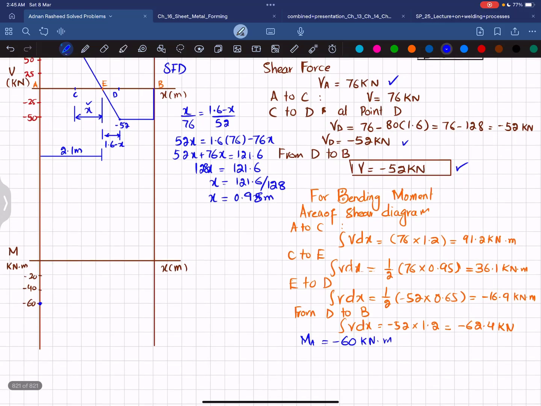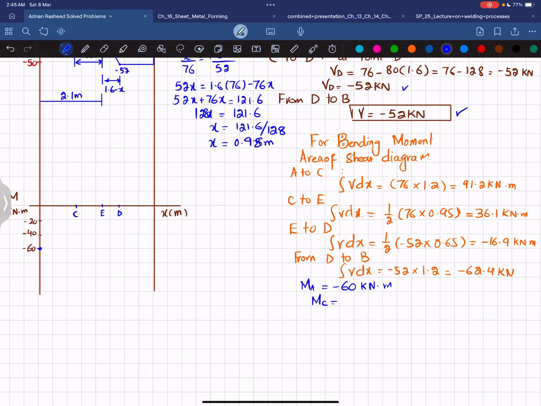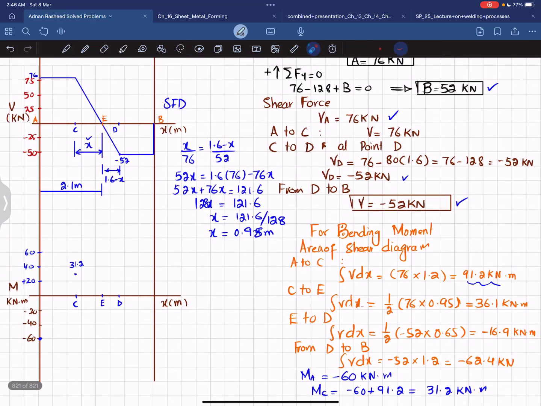Now this is your point C, this is your point E, and this is your point D. Okay. So moment at point C, MC, will be equal to MA plus the area under the shear force diagram from A to C. So I will write minus 60 plus 91.2, which will give you the moment at point C, 31.2 kilonewton-meter. So we will locate it. This is minus 20, plus 20, this is plus 40, this is plus 60. So 31.2 will be somewhere here. Okay. And you can see that the shear force is a horizontal line, a 0 degree curve. So the bending moment will be 1 degree higher, a straight line, and the slope will be increasing. Okay. So this was the moment at point C.